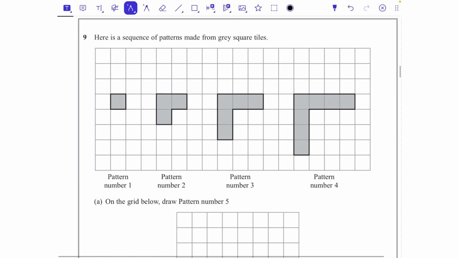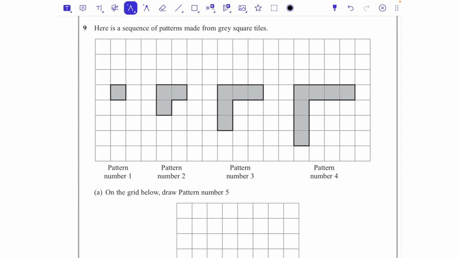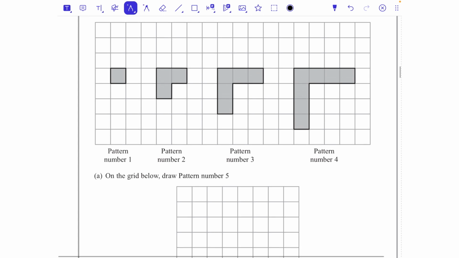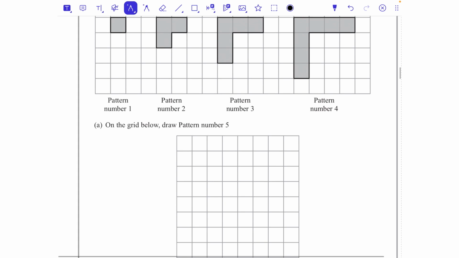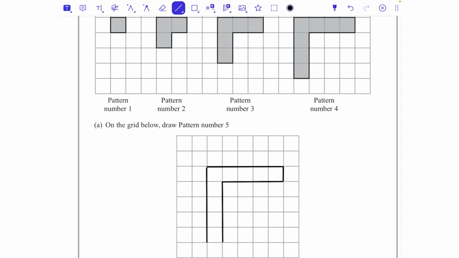Okay, question number 9. Here is a sequence of patterns made from grey square tiles. Pattern number 1, pattern number 2, pattern number 3, pattern number 4. On the grid below, draw pattern number 5. So we can see that every time we go up a pattern number, we've got one more square added on to the right-hand side and one more square added on to the bottom. So we can see that this is going to go across 1, 2, 3, 4, 5, and go down 1, 2, 3, 4, 5. There we go, something like that.